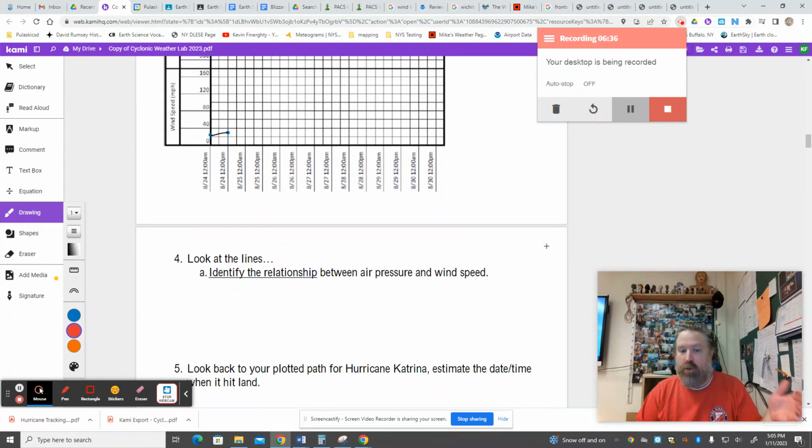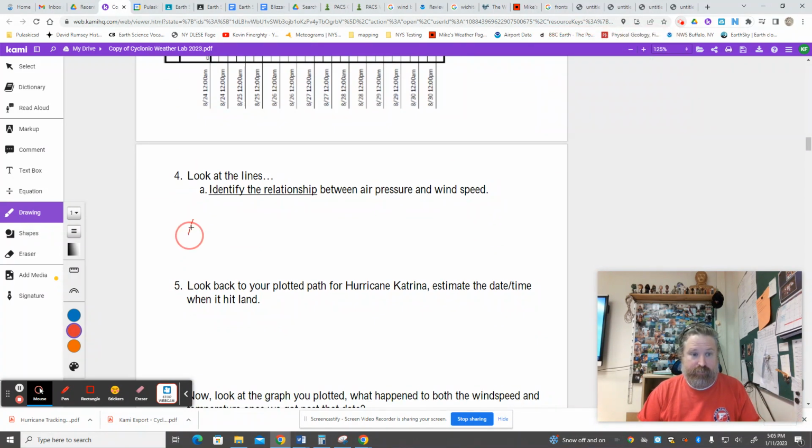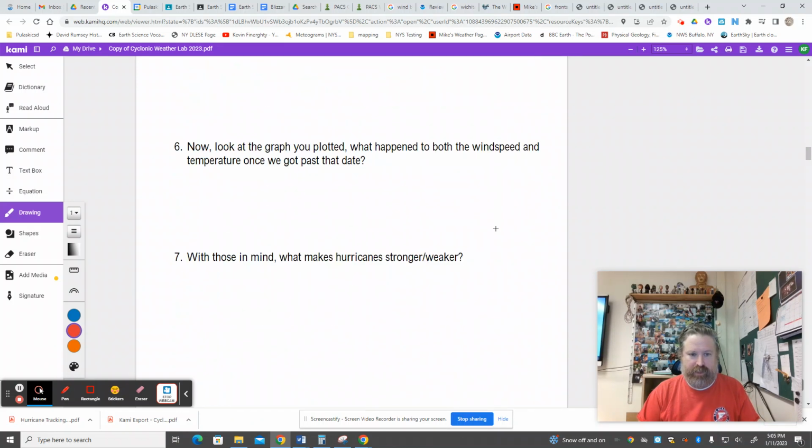Then it's just comparing. What does the pressure do? And as that changes, what does the wind speed do? Identify the relationship. We're all doing okay here. Tell me, how does that affect that?